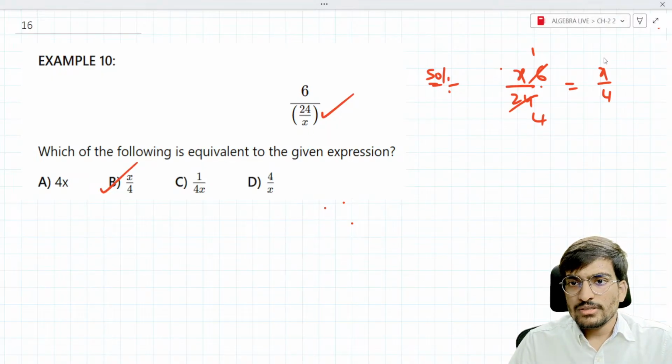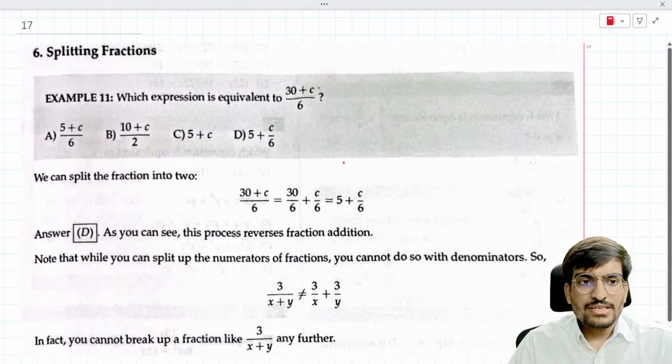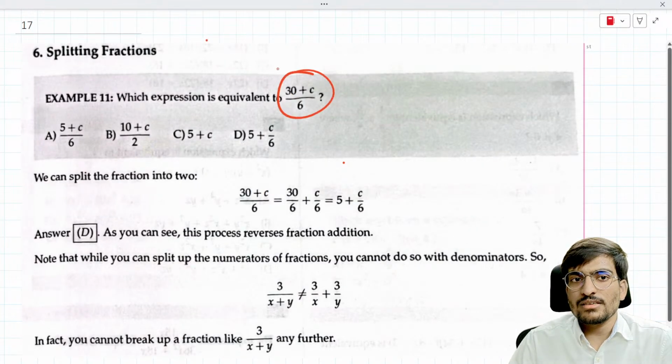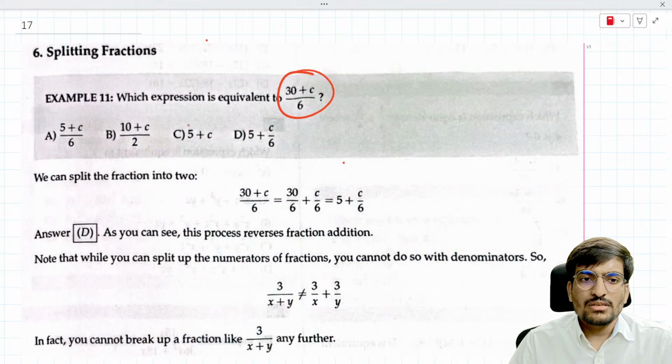Let's go for question 17 here. So easy. Which expression is equivalent to this? 30 plus c by 6. You see the options. Option D is fine because it's just basic: 30 by 6 is 5, c by 6 is c by 6. Done.